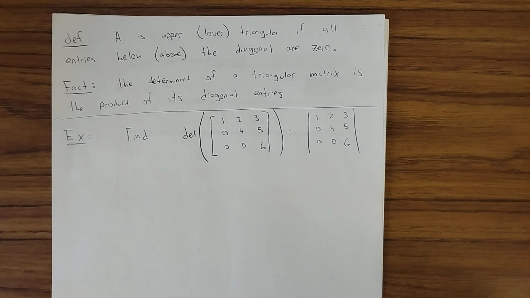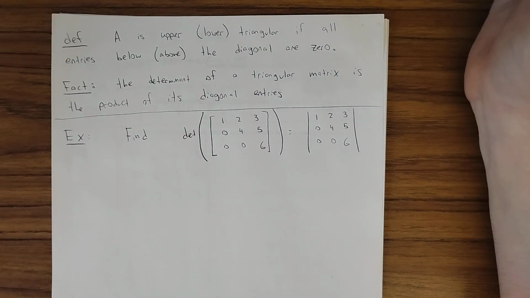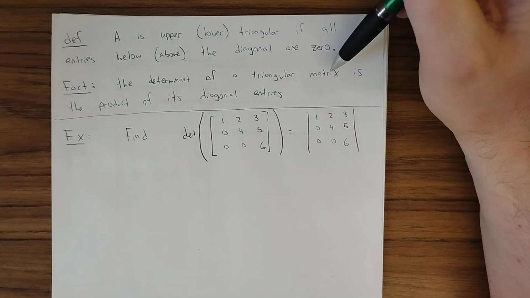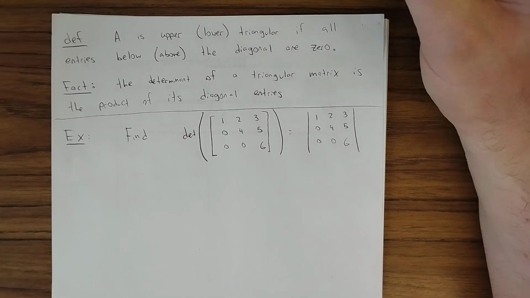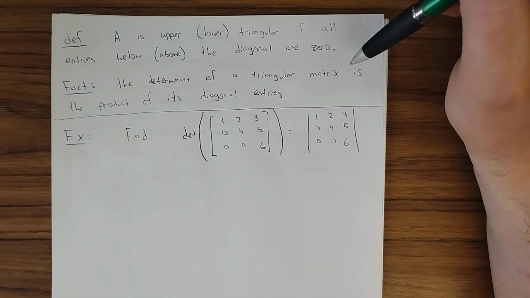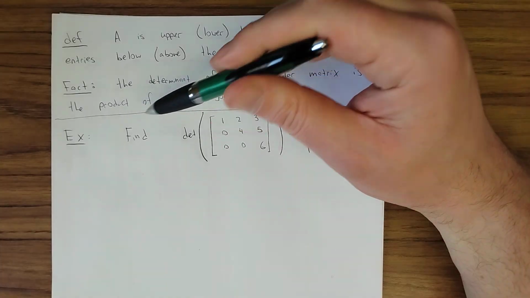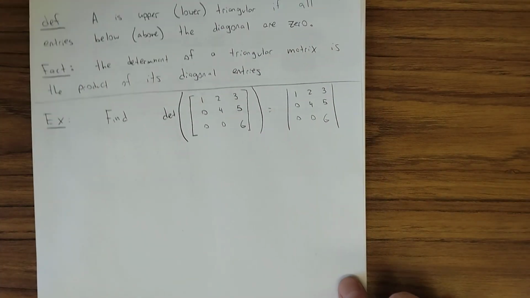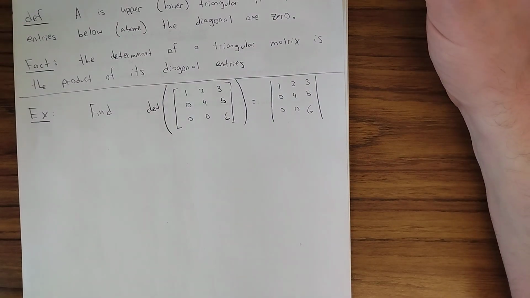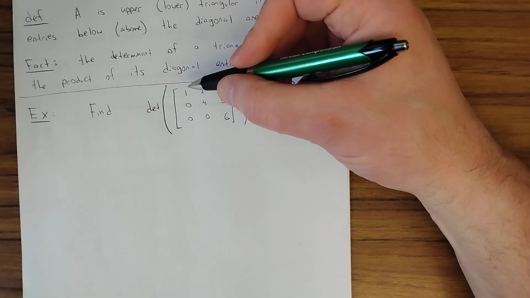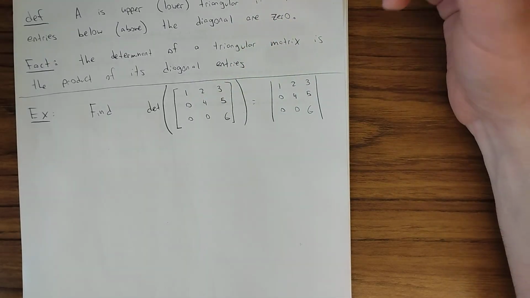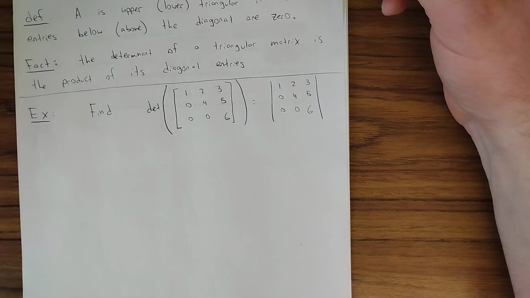And here is a fact that I'm going to illustrate. I'm just going to illustrate it by an example. But the determinant of a triangular matrix, whether it's upper triangular or lower triangular, doesn't matter. The determinant is the product of its diagonal entries. So if you trust me completely, we know the answer to this. This should be 1 times 4 times 6. That's the product of the diagonal entries.